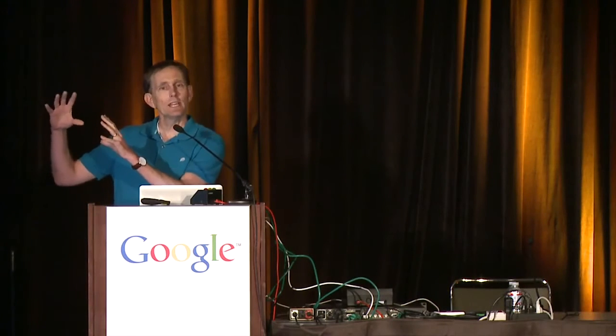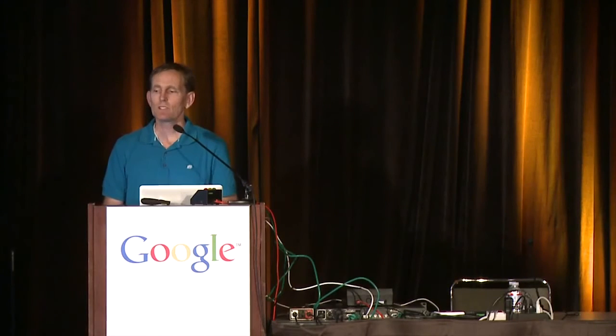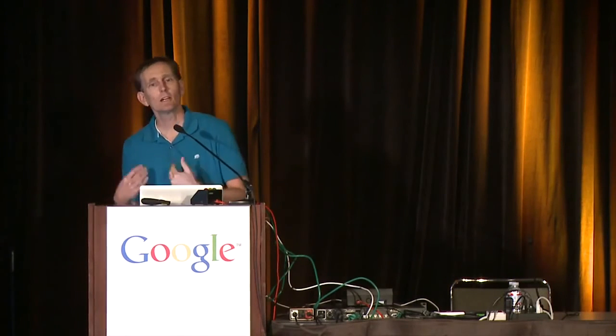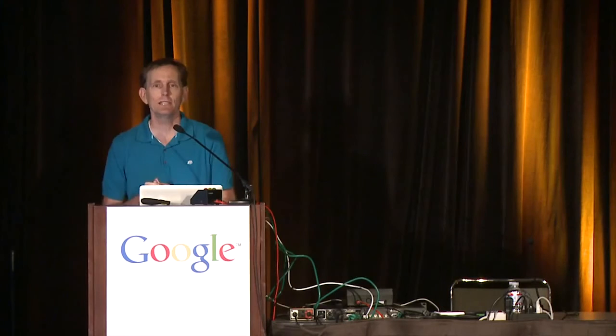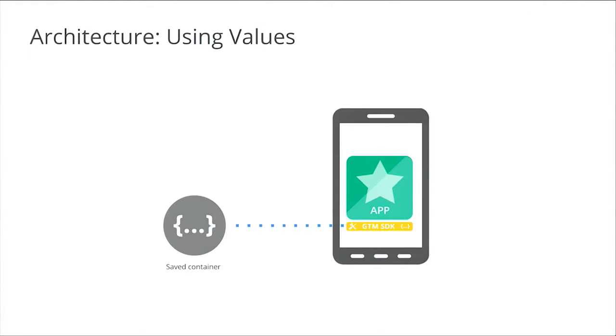That container that gets downloaded gets then saved with your application. And what's important to realize is that when you make a call to get a value for a particular key, it's not doing something weird like going actually up to the network to try and find that value. Instead, it's using a cached version of this latest container and then evaluating that value, giving you that latest value.